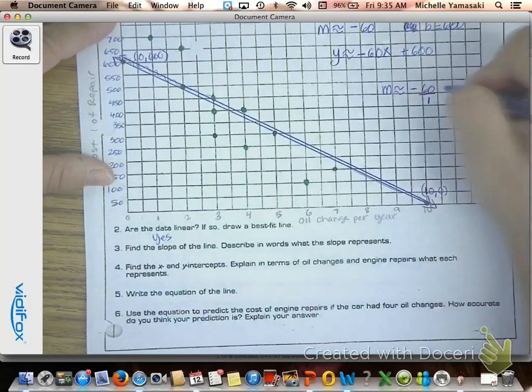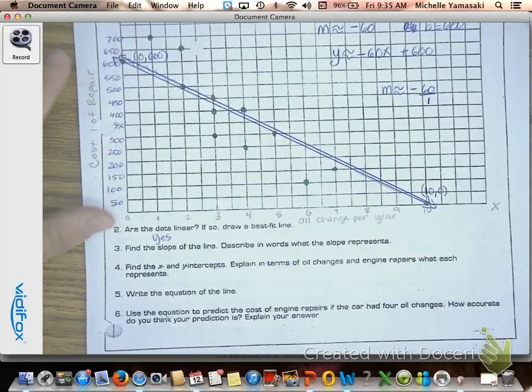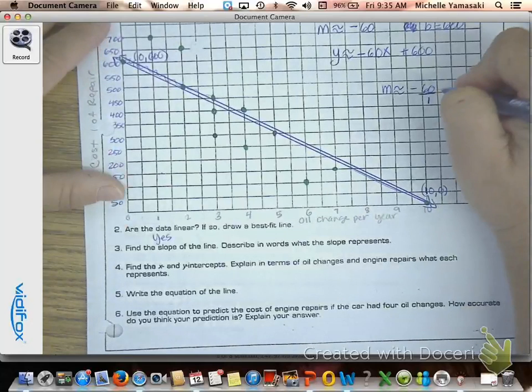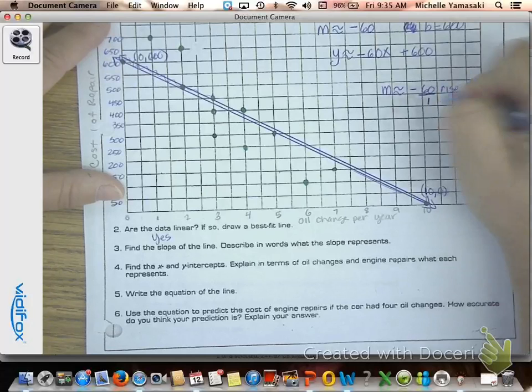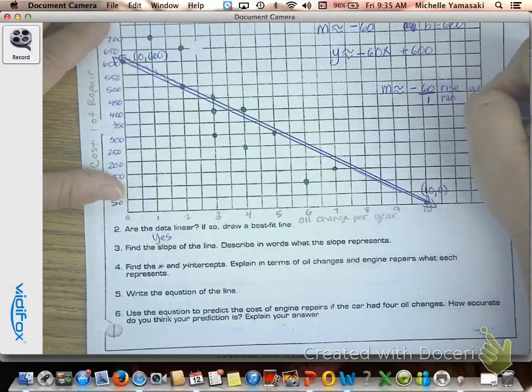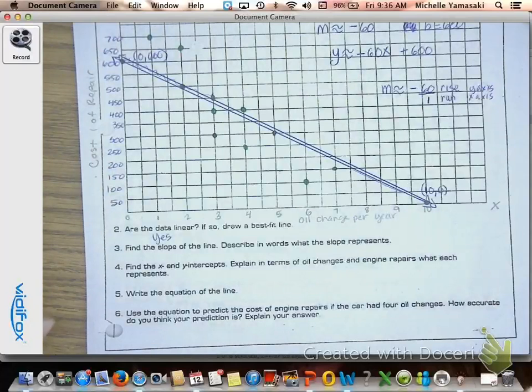What does that mean in words? I need it conceptually now. The rise is really my y-axis, and the run is really my x-axis. So what in terms of words does this negative 60 mean compared to the 1? I see a hand up in the back there. Jeremy. I need it conceptually, relating the topics.